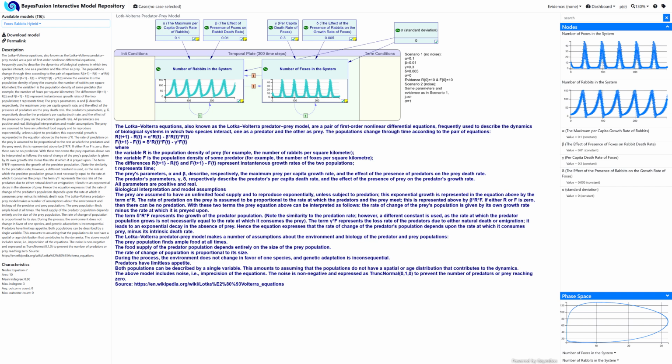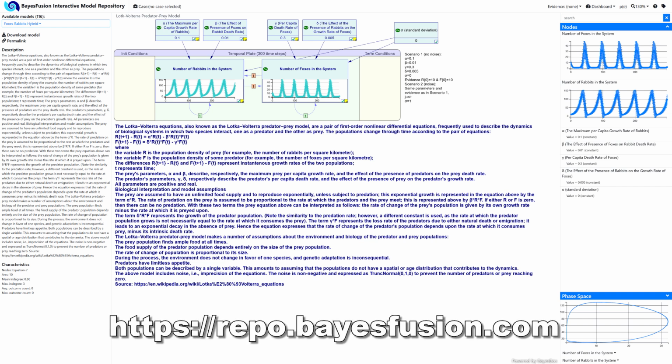A fully functional and described model is available in our model repository, repo.bayesfusion.com. We encourage you to check out the capabilities of hybrid DBNs, both with this and other models.